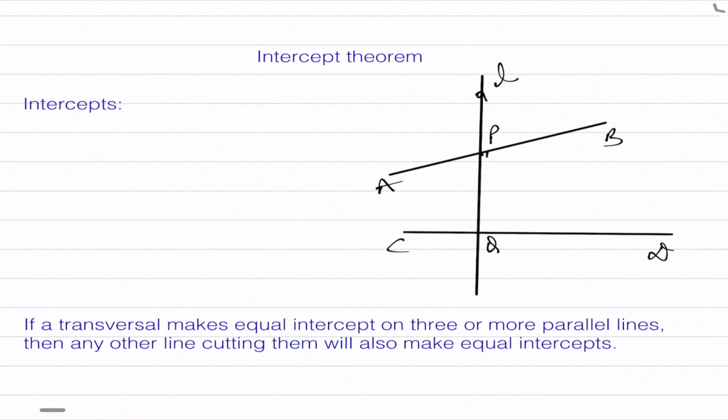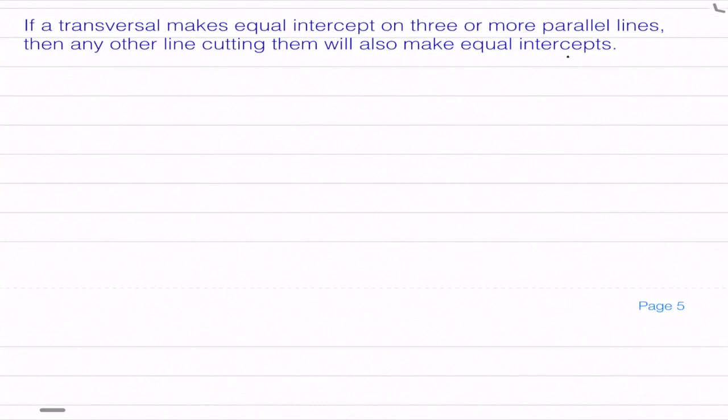Yes, children, next questions are based on the intercept theorem. Before starting with the intercept theorem, we should know what intercepts are. Suppose AB and CD are two straight lines, and there is another line which intersects these two straight lines at points P and Q. So the line segment PQ is called the intercept on line L made by the lines AB and CD. So basically PQ is the intercept. Now we will move to the intercept theorem.